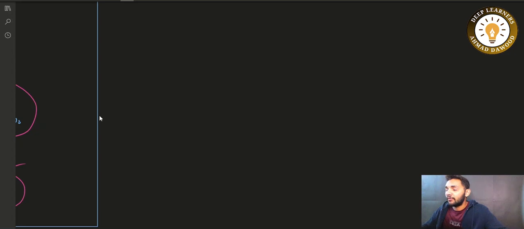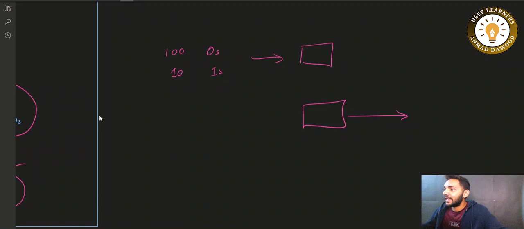If you think in the other way, it will be very weird. Let's say you have 100 zeros and just 10 ones, and you have trained your model on this dataset. Then you test your same model, again with 100 zeros and let's say 10 ones. This is the training phase, and then you are doing the testing phase.